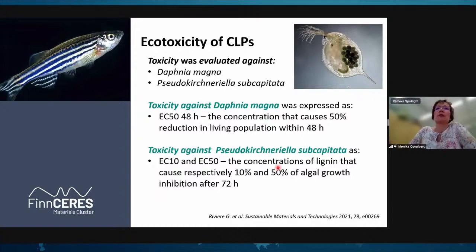So very quickly about the ecotoxicity. We studied, or actually our collaborators in this paper studied, the toxicity against Daphnia magna, this guy here, and an algae, and studied at what concentration caused a 50% reduction in living population within 48 hours for this guy, and then against the algae, we again had a similar way to study this ecotoxicity.